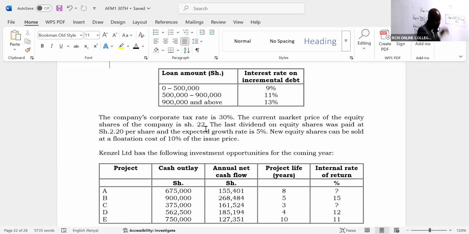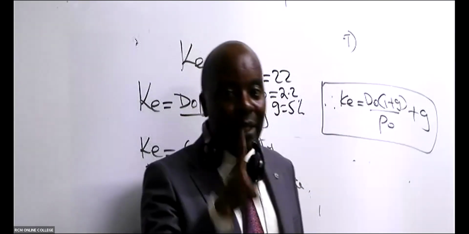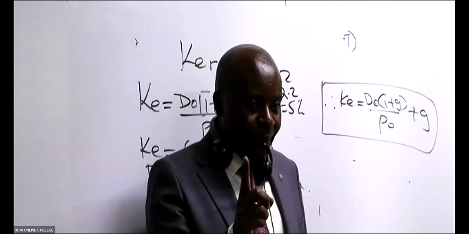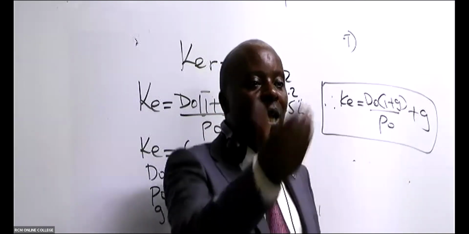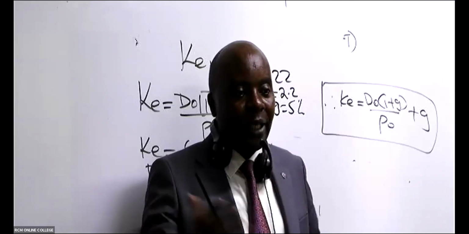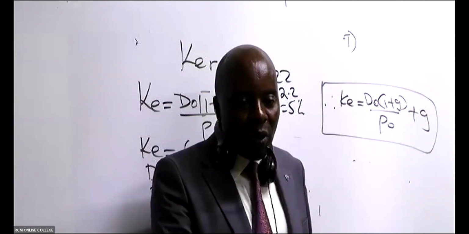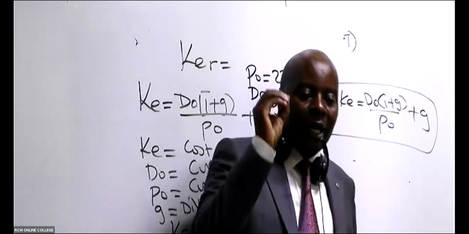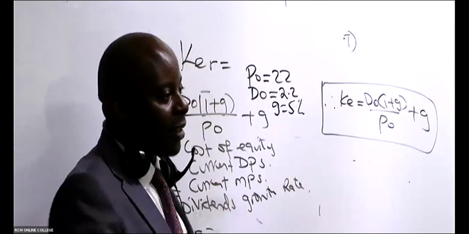Then we are told the new equity shares can be sold at a flotation cost of 10% of the issue price. Please listen: flotation cost is never applicable when calculating retained earnings, because there's nothing you're floating. You're only going to get consent from the owners of the company, maybe in an AGM, to reinvest their money in the bank account to finance a project. So flotation costs are irrelevant while calculating cost of retained earnings.